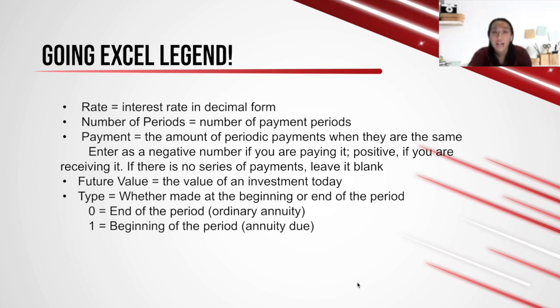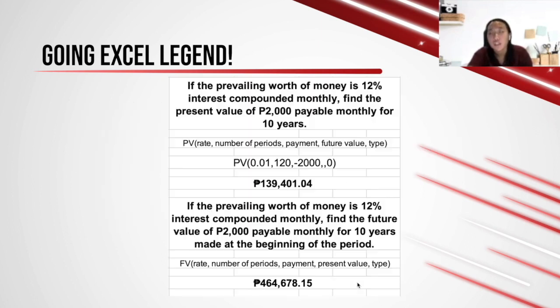Next is the future value, which is the value of the investment at the end of the term. Present value, the value of the investment today, and type, which is whether the payment is made at the beginning of the period or the end of the period. So you input 0 if it is made at the end of the period. So this is for an ordinary annuity. One is if the payment is made at the beginning of the period. So if your annuity is an annuity due, you input 1.